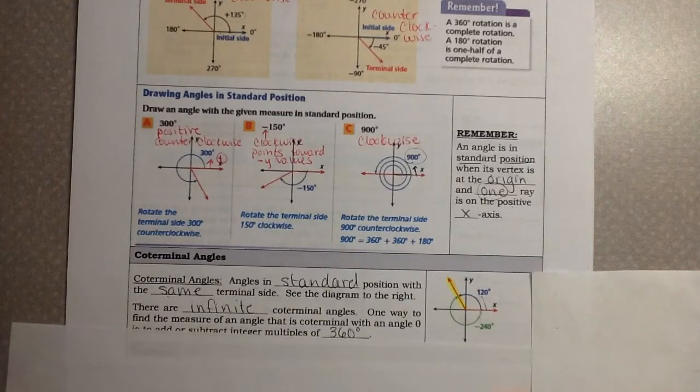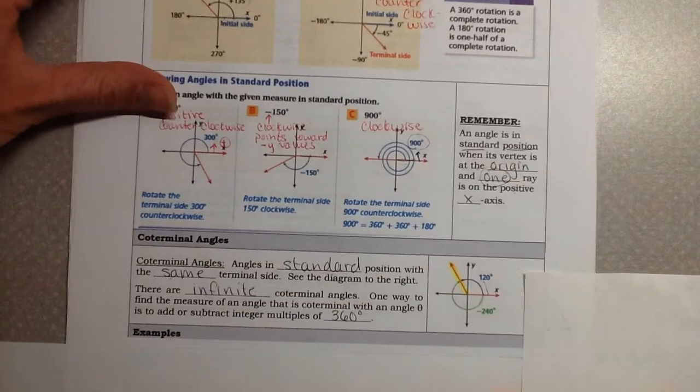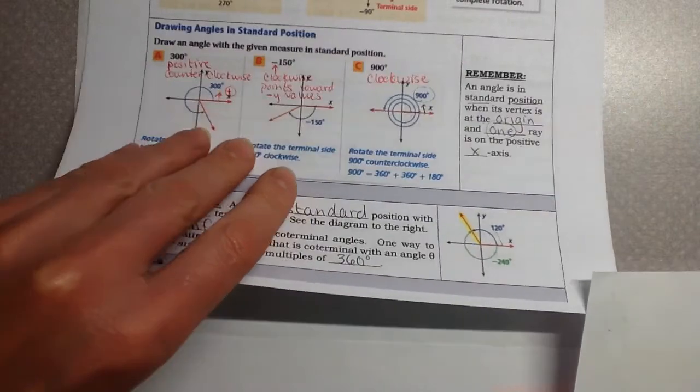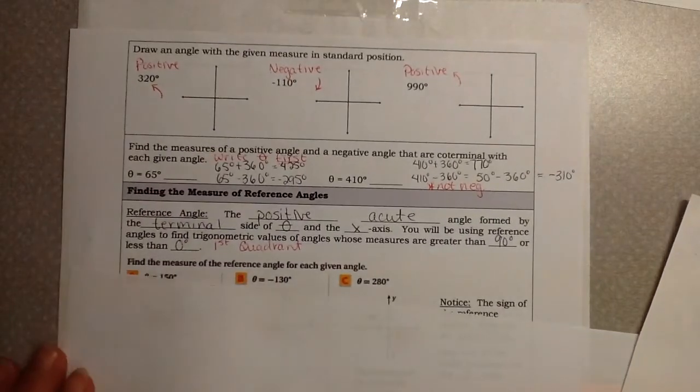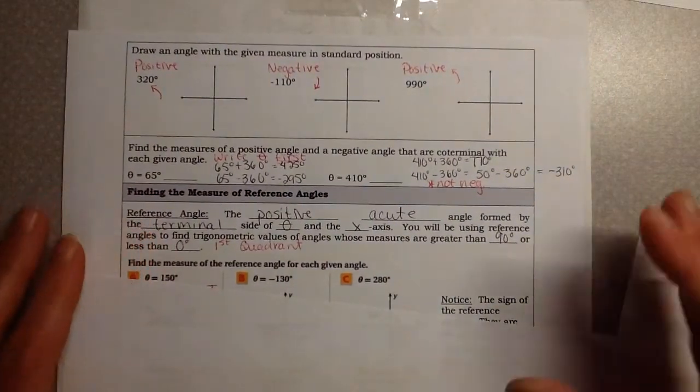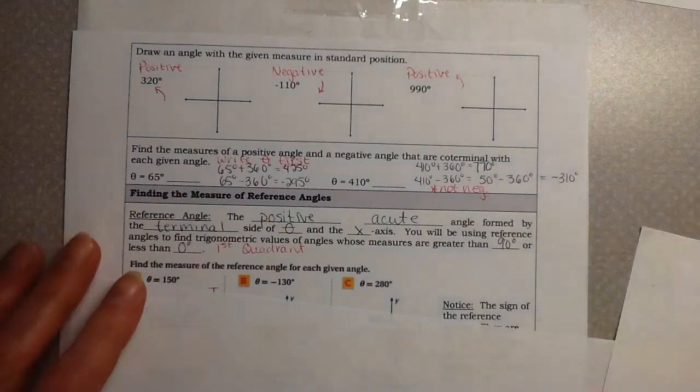Now, there are an infinite number of coterminal angles, and one way you can find the measure of an angle that's coterminal with an angle is to add or subtract integer multiples of 360 degrees. So let's look at a couple of examples. We want to draw an angle with these given measurements.